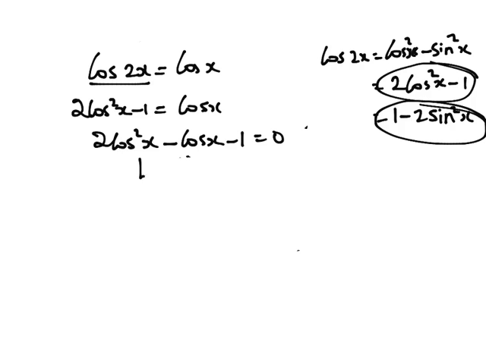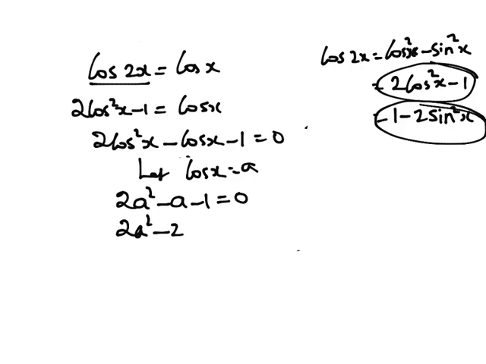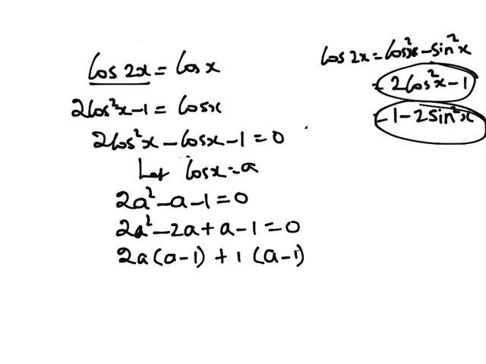So let cos x be equal to a. That means you'll get 2a squared minus a minus 1 equal to 0. Then again you can split the middle term and solve this problem. I hope this is clear. Okay, fine, let me just complete it. I get 2a squared minus 2a plus a minus 1 equal to 0. That means take 2a common, a minus 1 plus 1 into a minus 1 equal to 0.